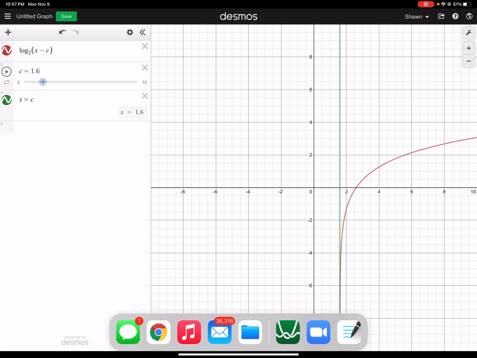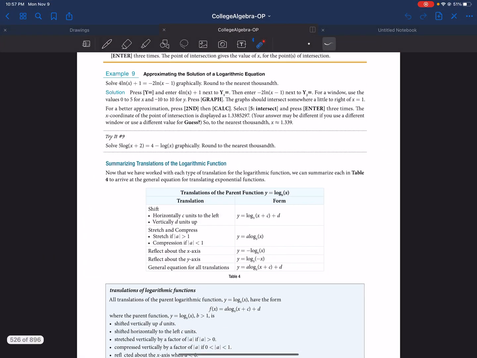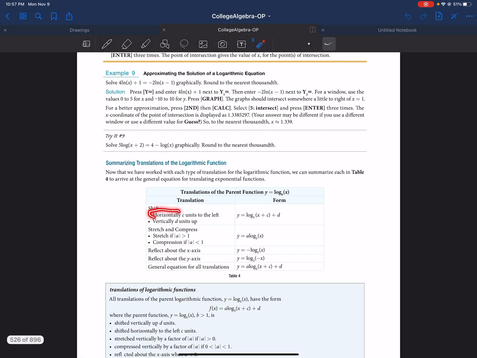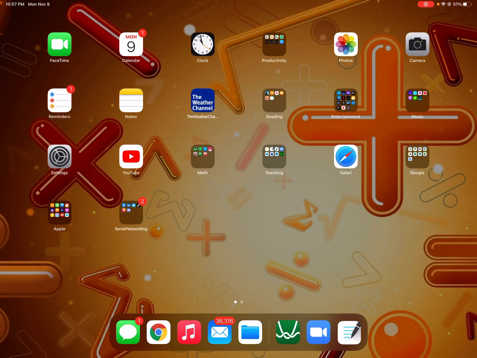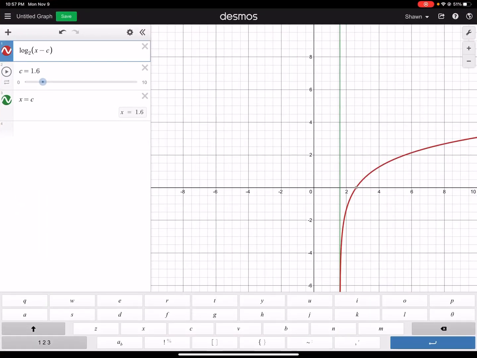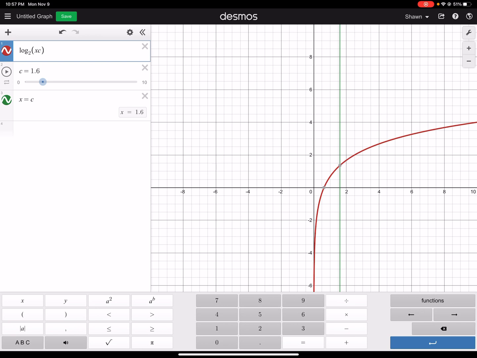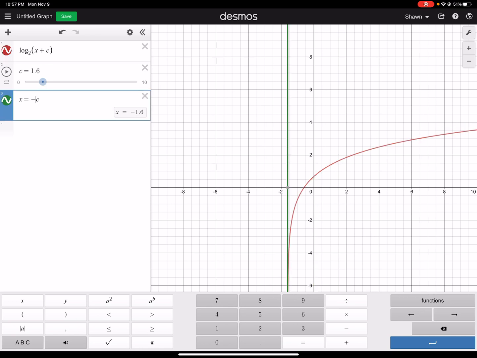And so, coming back to this, notice it says it is horizontally c units to the left. Now, why is it c units to the left? Because that's a plus in there, and I used a minus. And so if a plus makes it go left, a minus should make it go right. I'm going to change it now, and all I'm going to do is make that a plus. And then this time, I'm going to make that a minus.